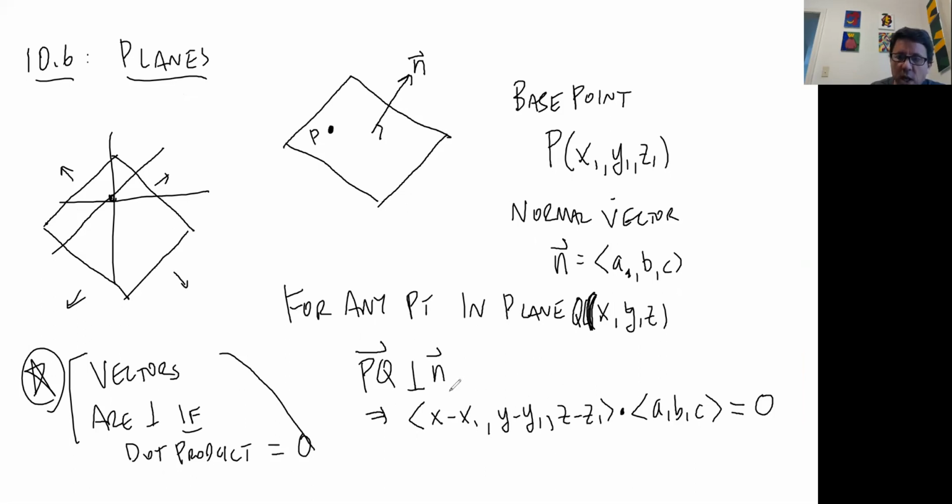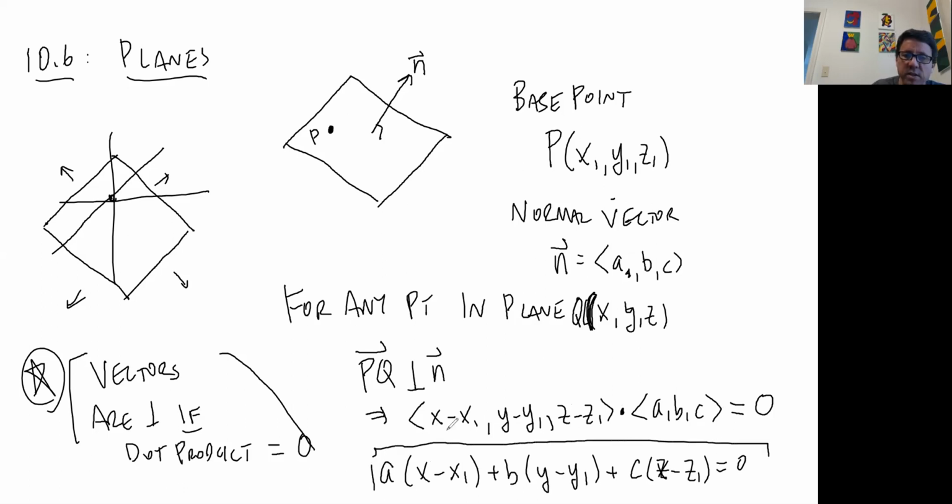How do you do dot products? It's the first one in the first vector times the first one in the second vector, added to the product of the second one with the second one, and then added to the third component of the first times the third component of the second. And you add them all up. So you get a very simple formula, A times (X minus X1). So it's the first two multiplied together. You just put the A in front. Plus B times (Y minus Y1) plus C times (Z minus Z1) equals 0. And that right there is the equation of the plane, called the standard form equation for a plane.